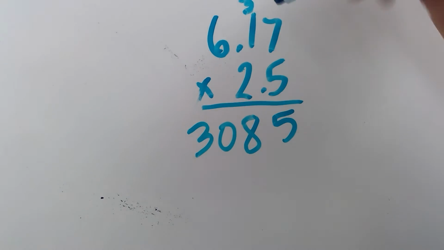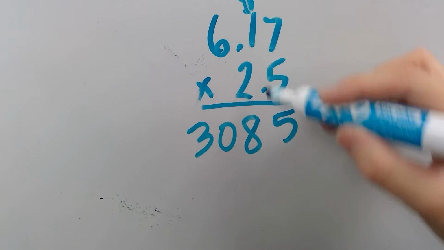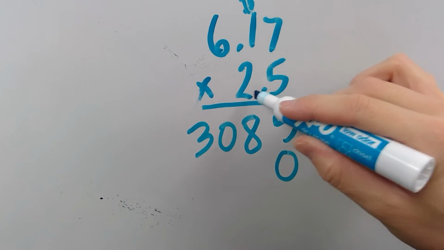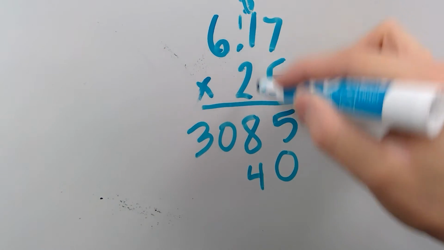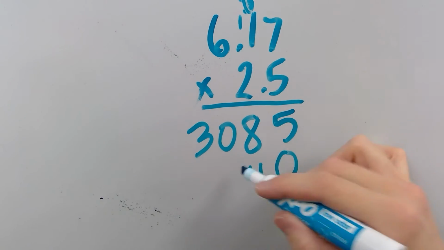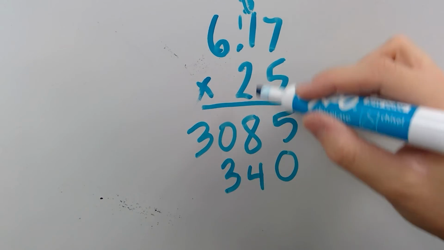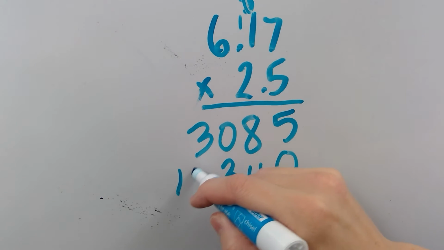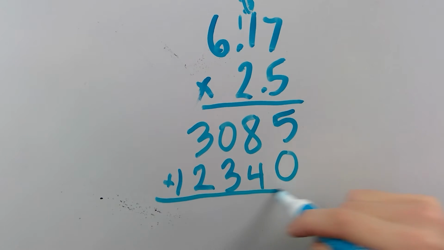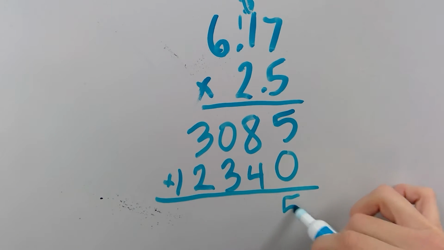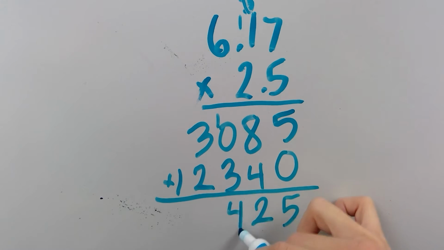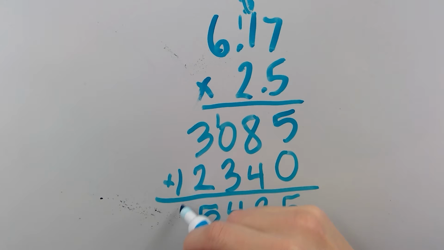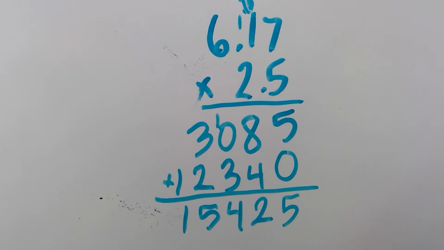Now I'm moving to the 2. Finished with that, so I put a placeholder 0 because it's a place value larger. 2 times 7 is 14, carry the 1. 2 times 1 is 2, plus 1 more is 3. 2 times 6 is 12. Add it all up, 5 plus 0. This is 12. 4, 5, 1.